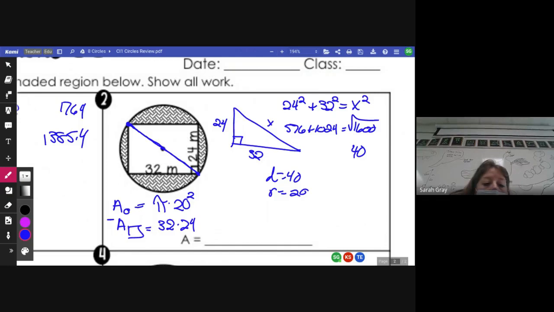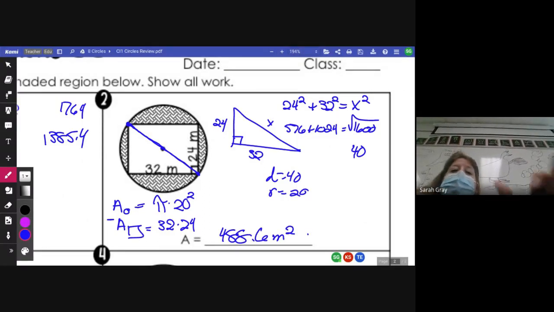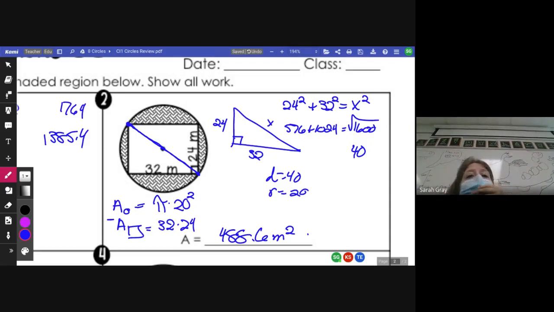Minus 32 times 24. I got 488.6. Square meters. All right, any other questions on this assignment?